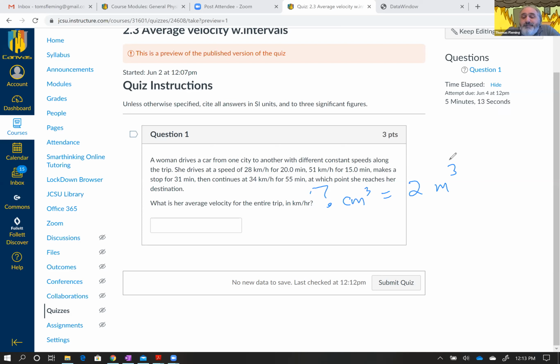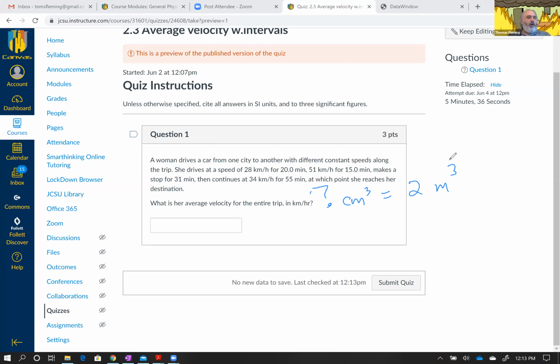You said cubic centimeter into 2 cubic meters? Is that meters? Yep, but it's cubic meters. Now, what the heck's a cubic meter? Well, you know what a meter stick is, right? It's roughly about 3 feet long. So a cubic meter is like a box that's 1 meter on one side, 1 meter on the other side, 1 meter on the third side. So it's a meter by a meter by a meter.